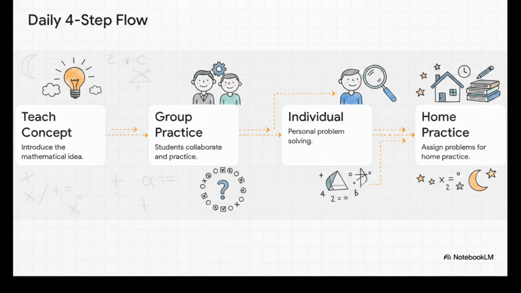The T-SMART plans advocate for a standard 4-step daily instructional sequence. Step 1, teach the concept. Step 2, group classroom practice, where the students actually collaborate. Step 3, individual problem solving to test personal comprehension. And finally, step 4, assign home practice. This sequence is brilliantly designed to facilitate active student participation. You, as the teacher, introduce the idea, but the cognitive heavy lifting very quickly shifts over to the students.